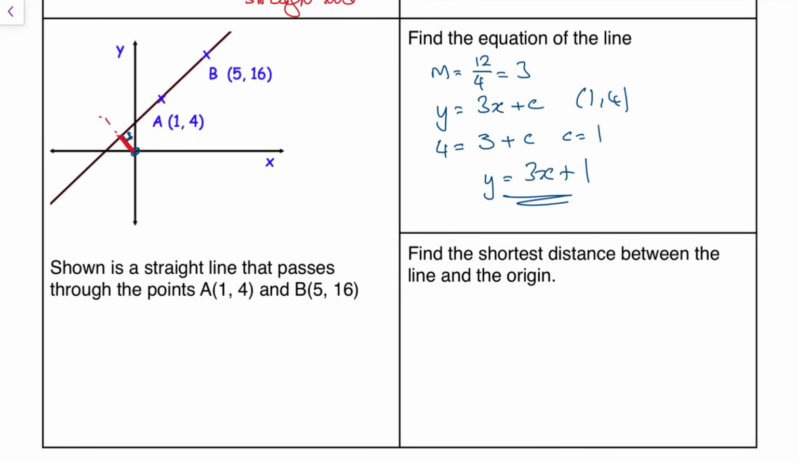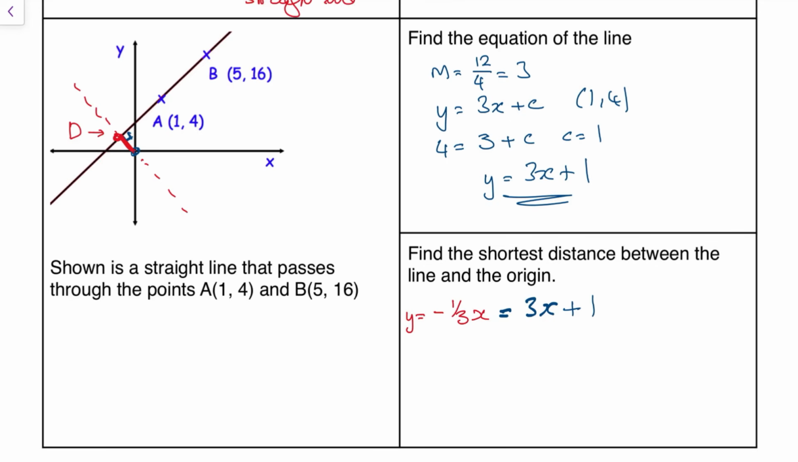So I need the equation of the red line. Well, it's going to be perpendicular to the line I've just worked out, so it's going to have the gradient of minus a third. And notably, it goes to the origin, so there's no C term. So that's going to have the equation y equals minus a third x. And I need to work out this point here, which I'm going to call D for no obvious reason, which is where the 2 lines meet. So that is where the line I've just worked out meets the line that I worked out above, which is 3x plus 1.